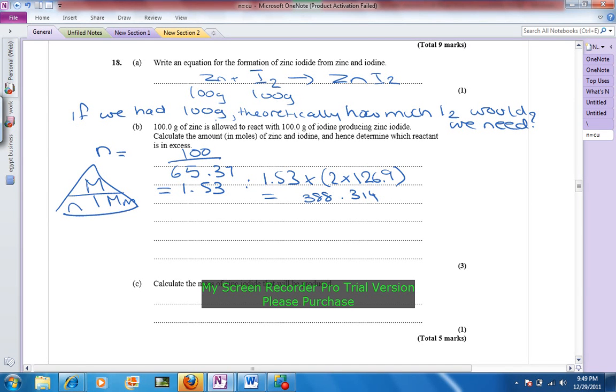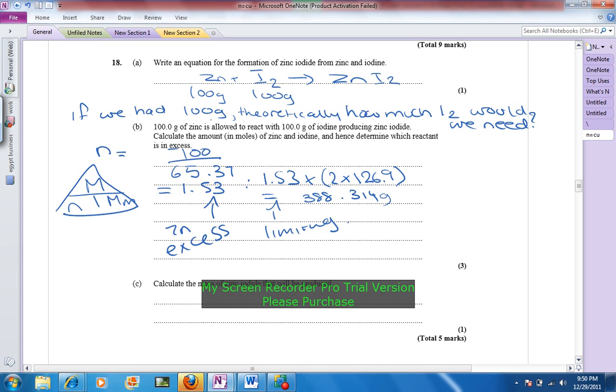If we had 100 grams of zinc, theoretically, we would need 388.314 grams of iodine. How many do we actually have? Well, 100. So it means that we don't have enough iodine to react with the 100 grams of zinc. So iodine is the limiting reagent. The question is specifically asking for which one is excess, which would be zinc. So say zinc is excess. It's really not that difficult.